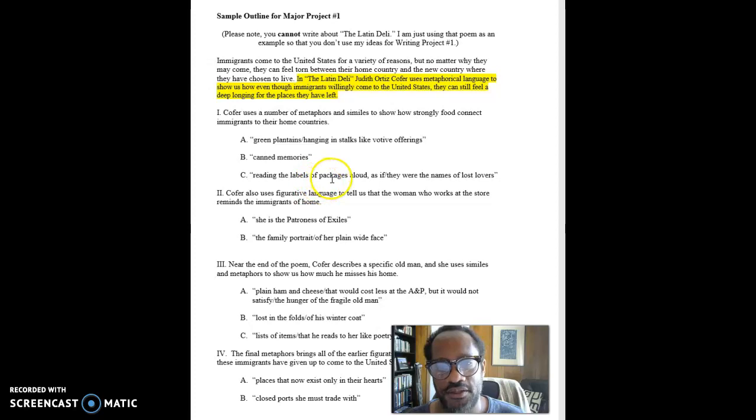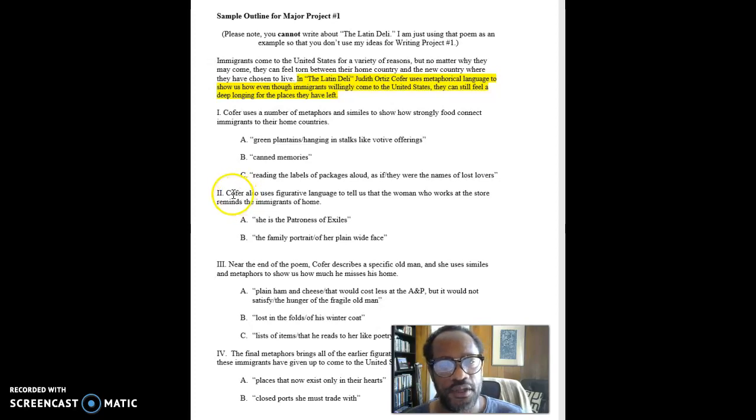And reading the labels of packages aloud as if they were the names of lost lovers, the labels of packages of food. And again, that one relates back to food. So all three of these quotes connect back to food, right? And food is just one way in which she shows the longing for the place that they have left. So our first topic sentence relates back to the thesis, and I've got these examples that all relate back to that topic sentence. When I'm done talking about food, I can move to something else.